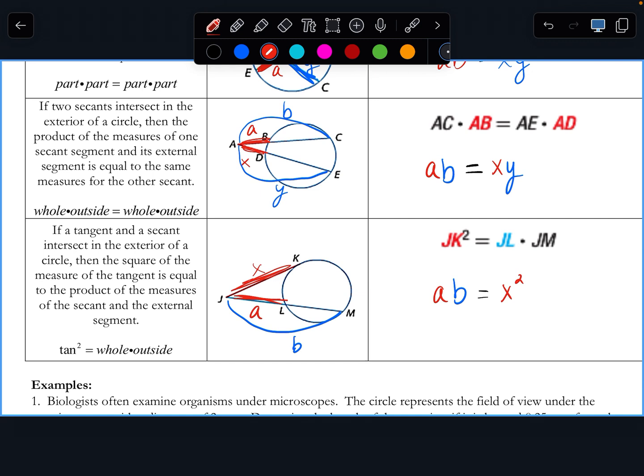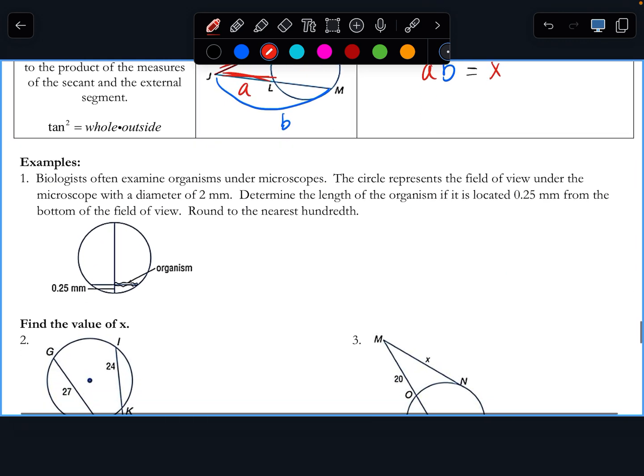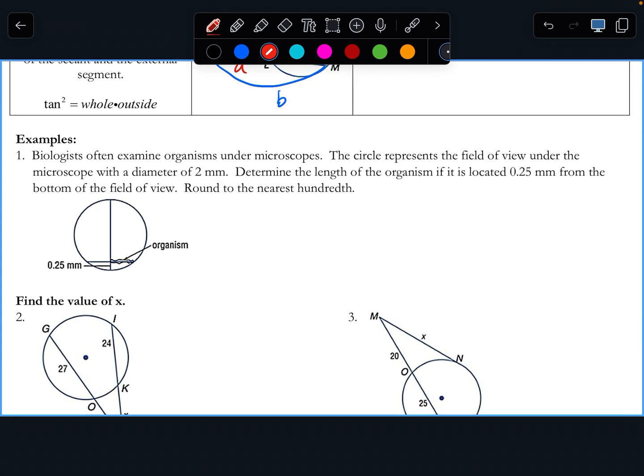So we'll do a couple examples. This first one is from ACT, so I figured I'd throw that one on there. I don't know if you knew this, but biologists often examine organisms under microscopes. Oh my gosh, I didn't know that. Okay, the circle represents the field of view under a microscope with a diameter of 2 millimeters. Determine the length of the organism if it is located 0.25 millimeters from the bottom of the field of view, round to the nearest hundredth.